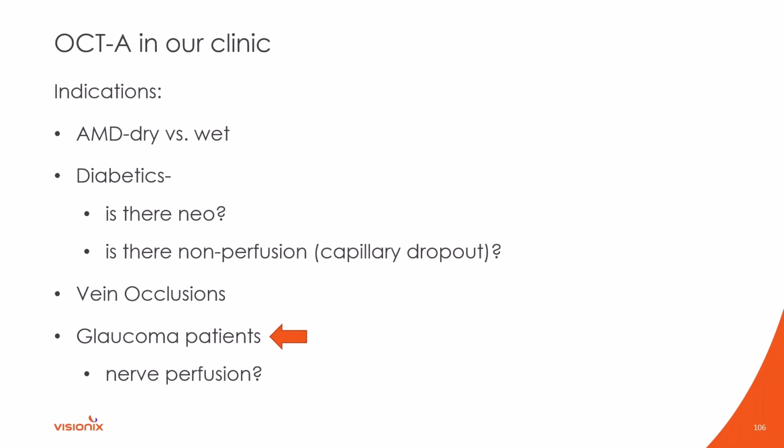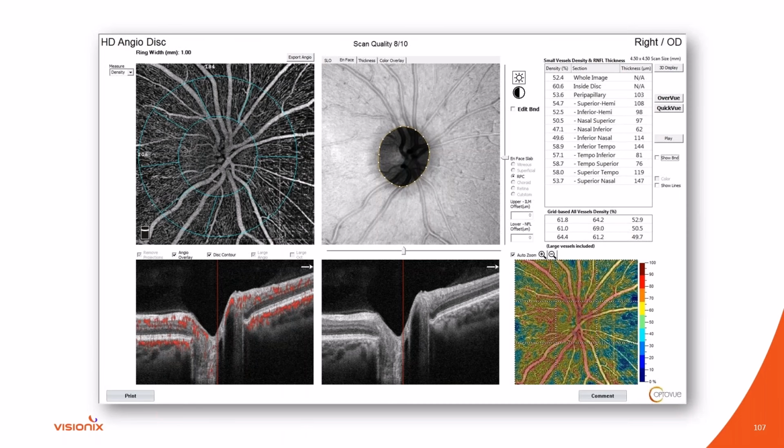Last thing I'm going to mention is glaucoma patients. I really do believe that OCTA, while still in its infancy when it comes to utilization in glaucoma, we're still learning about this. We're still figuring this out, imaging the vasculature around the optic nerve. Chicken or egg, what comes first? Does the retinal nerve fiber layer thin first? Does the peripapillary vessel density thin first?